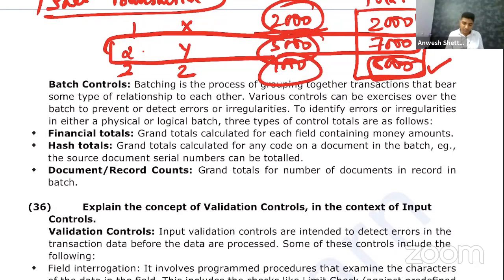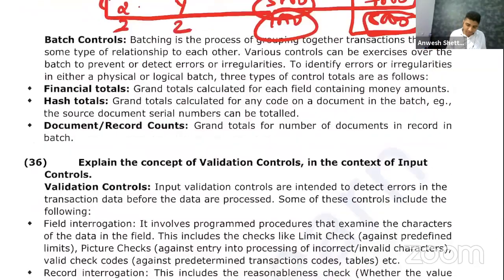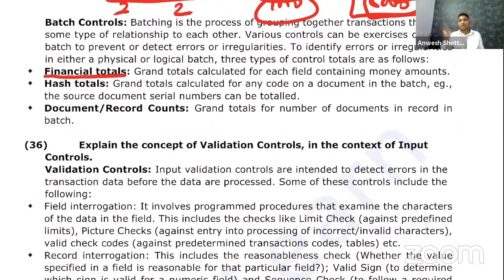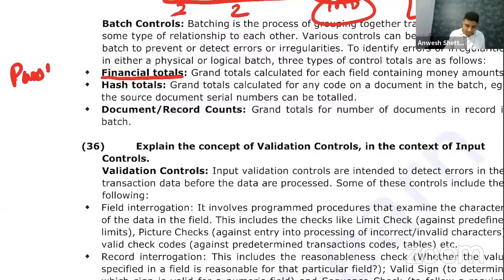You will understand it. So that is something called batch control when it comes to financial totals. So whenever a financial figure is involved, you keep on totaling after every transaction. Normally we see this in a passbook. After every transaction, they write the total in the last column.